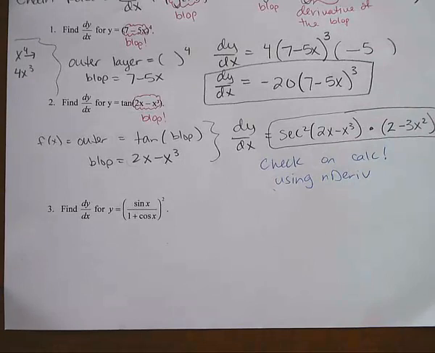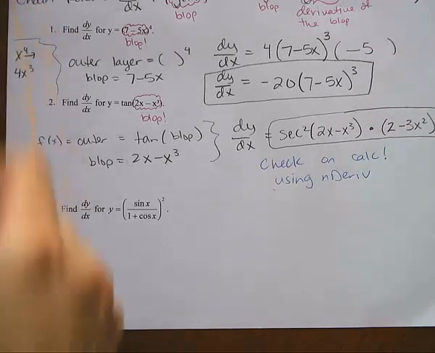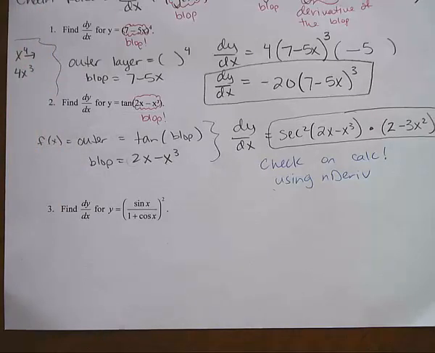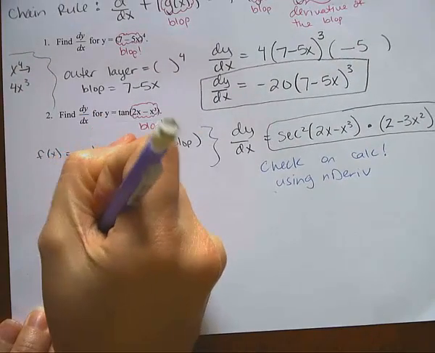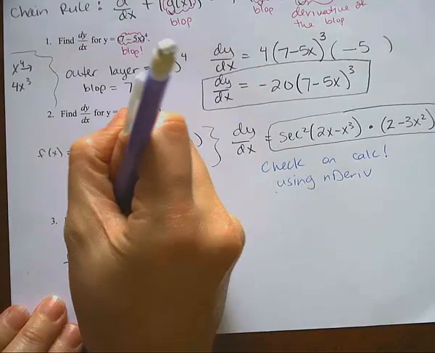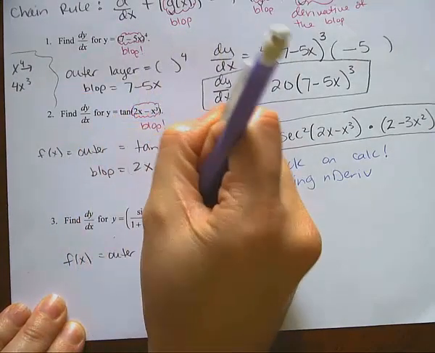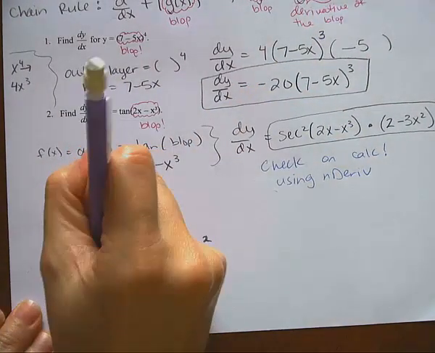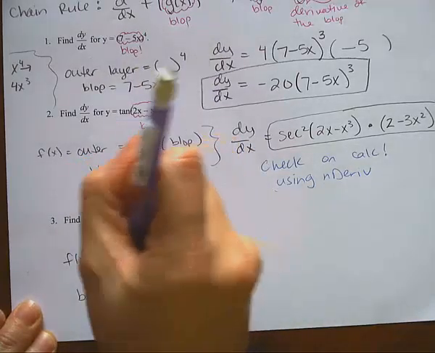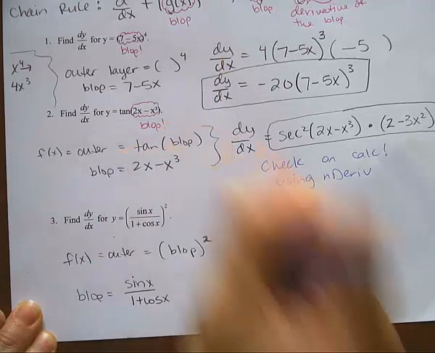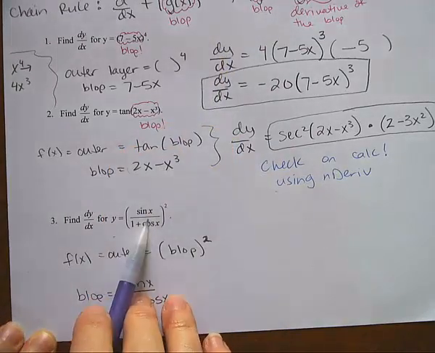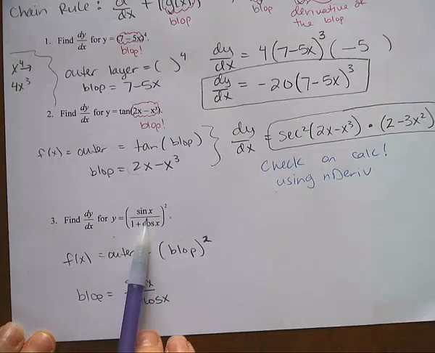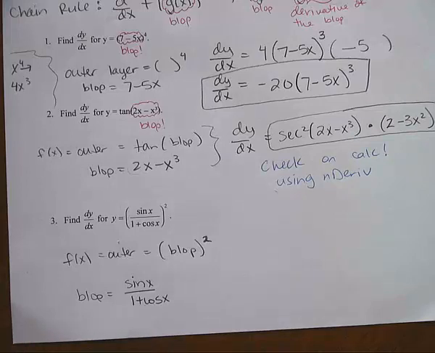Okay, so in this scenario, my outer layer is simply a power function. My outer layer is simply BLOP squared. So remember, f of x is your outer function, which in this case would be BLOP squared. And this BLOP is a big blob. This BLOP is a full-on quotient of two other functions. So what I have here is a quotient rule plugged inside a power function. So I'm going to have to use the chain rule, the power rule, and the quotient rule all in one problem. So let's go ahead and begin how we would start.